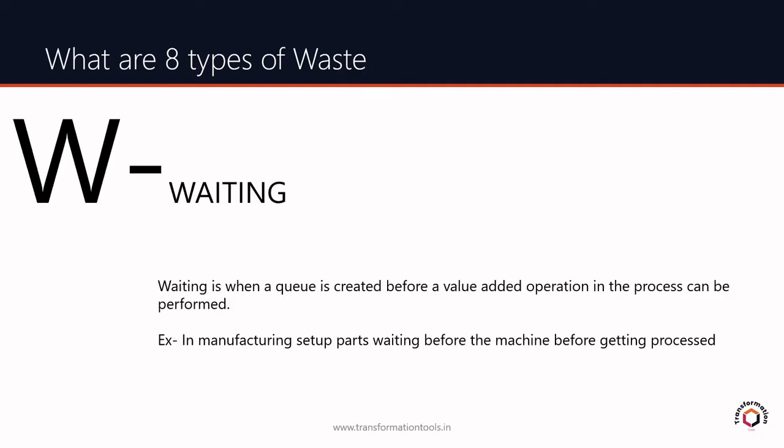Waiting. Waiting is when a queue is created before a value added operation in the process can be performed. For example, in a manufacturing setup, parts wait before the machine before they get processed.